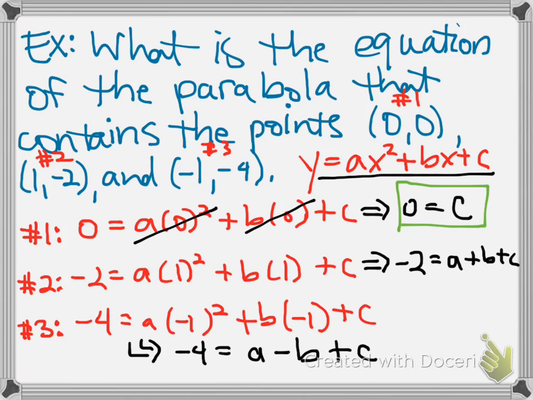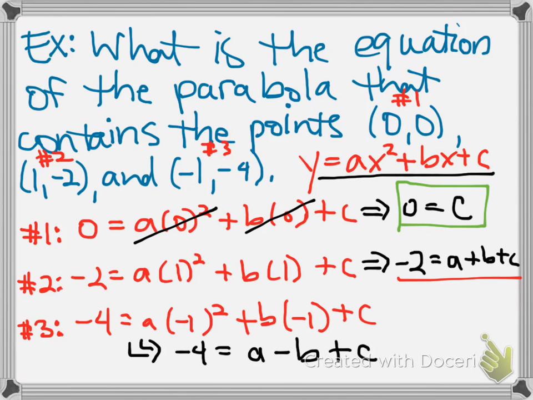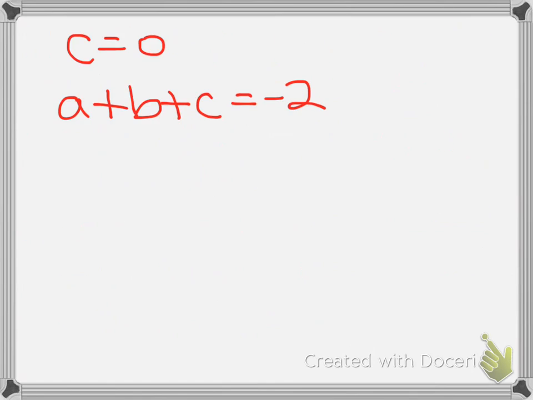So we know that C is 0, and then we need to work with our other two equations. We know that A plus B plus C is negative 2. And then we also know that A minus B plus C is negative 4.